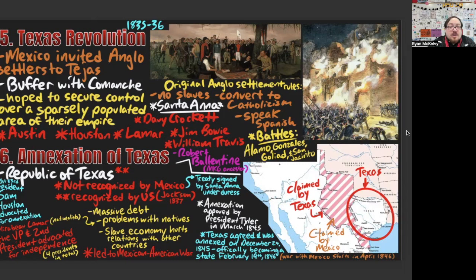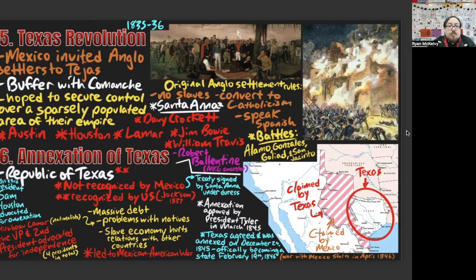You also have our first president, Sam Houston, who will be a heavy advocate for annexation by the United States, but there's still a little bit of a we're not sure about that. His vice president was a man named Mirabeau Lamar. He was not in favor of annexation. He wanted Texas to become its own country. He actually wanted Texas to take over the rest of Mexico in the northern part that will eventually become states like Arizona and California.